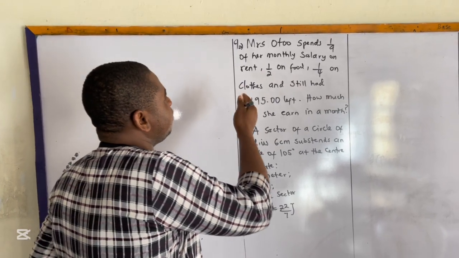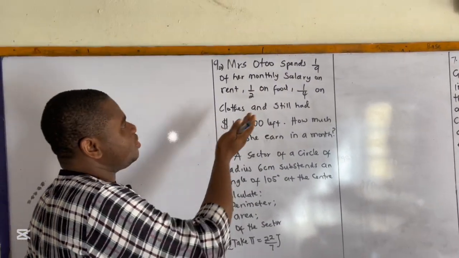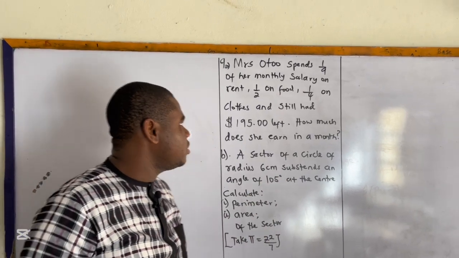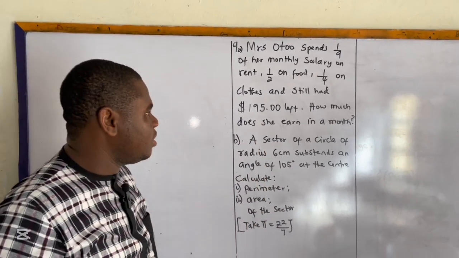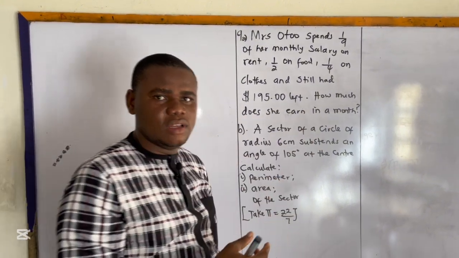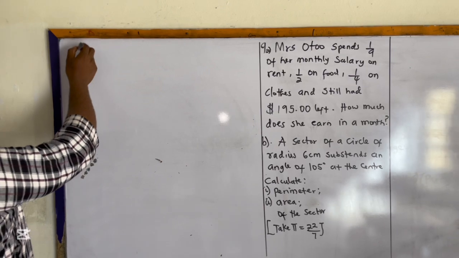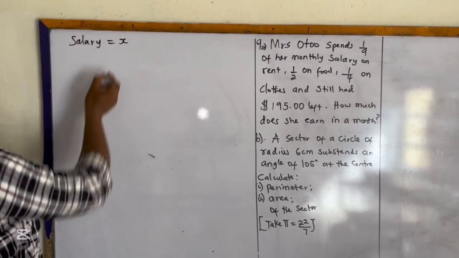Alright, for number 9, Mrs. Otto spends 1 over 9 of her monthly salary on rent, 1 over 2 on food, and 1 over 4 on clothes, and still had $195 left. How much does she earn in a month? So we are going to find our salary from here. Our salary, we don't know, you can call that X.